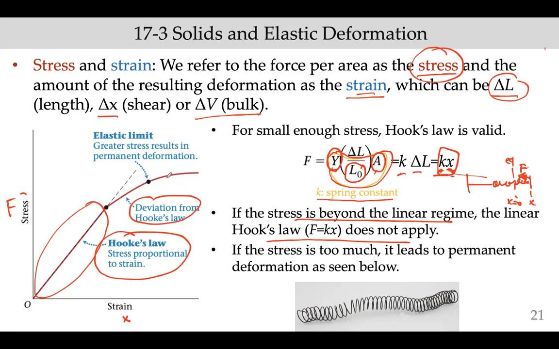And after a certain point, if the stress is even more than that value, then it leads to permanent deformation as seen here. This is called the elastic limit. If you extend it beyond that value, maybe 5 centimeters, maybe 10 centimeters, then you deform the spring and it cannot recover back to its equilibrium point. So this is a permanent deformation.